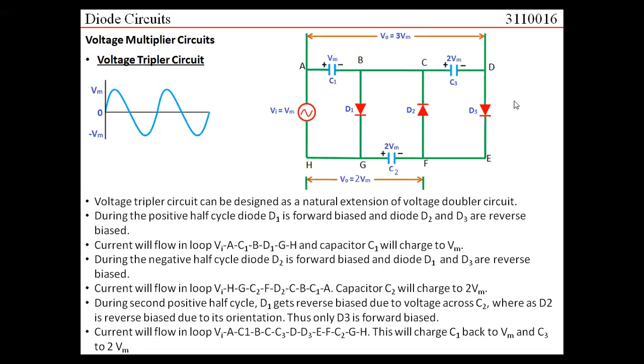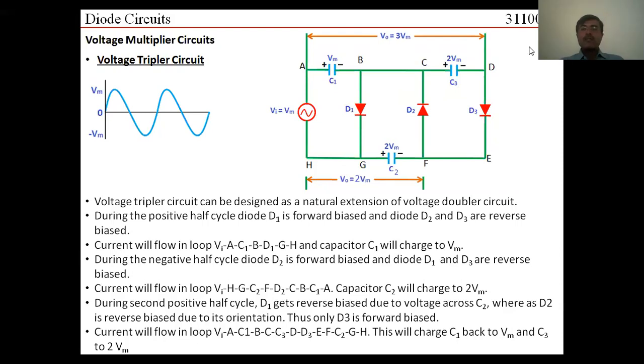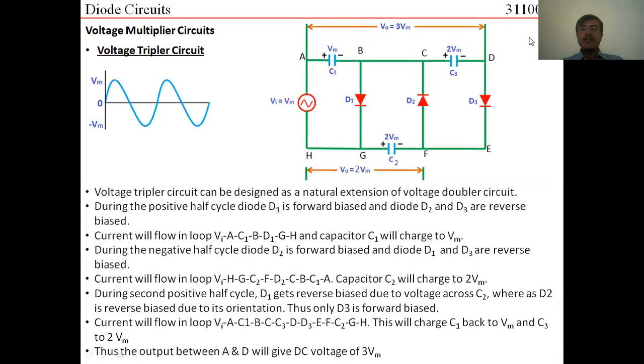Again, we have considered that in the output there might be some load resistance, and that load resistance may cause the voltage across the capacitor to discharge. However, if this RL is very large, then this discharge will be relatively slow, very small. So we can consider the voltage to remain almost constant, equal to 3 Vm. So these are two different examples of voltage multiplier circuits, voltage doubler and voltage tripler.